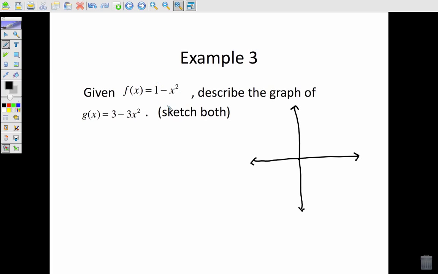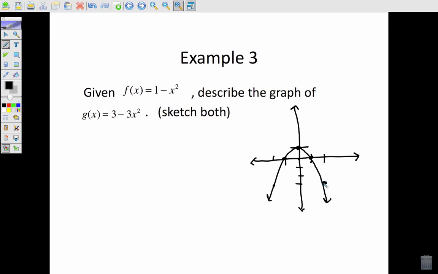What you can do is, what happens when x is 0? So you've got x is 0, 1 minus 0 is 1. So you've got this ordered pair here. What happens when x is 1? 1 minus 1 squared, that's going to be 0. So that also means if I put negative 1 in there, it'll be 0. What happens when x is 2? 1 minus 4, negative 3. All right, so this gives us an idea of what the original looks like.